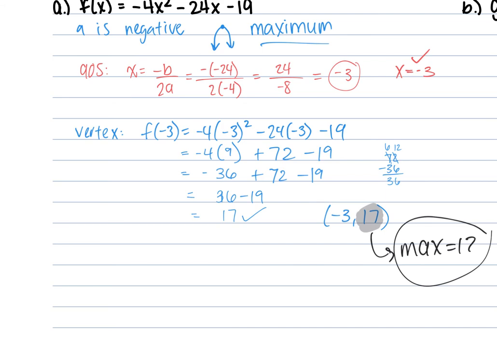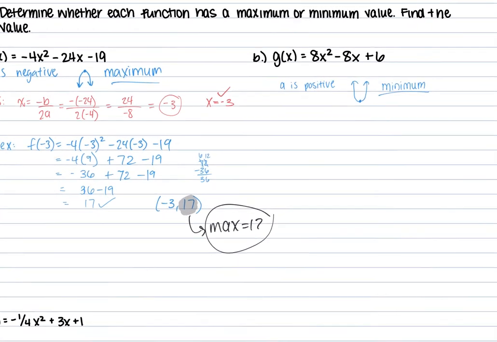How did we know it was a maximum? We knew it was a maximum because of this work we did up here. We said A is negative, so we know that it's facing down. It's a maximum. Then we found our vertex, and the y value of my vertex is going to be my max value. Okay? Questions? Let's see a minimum, and then we're done. All right, so let's go over to B.